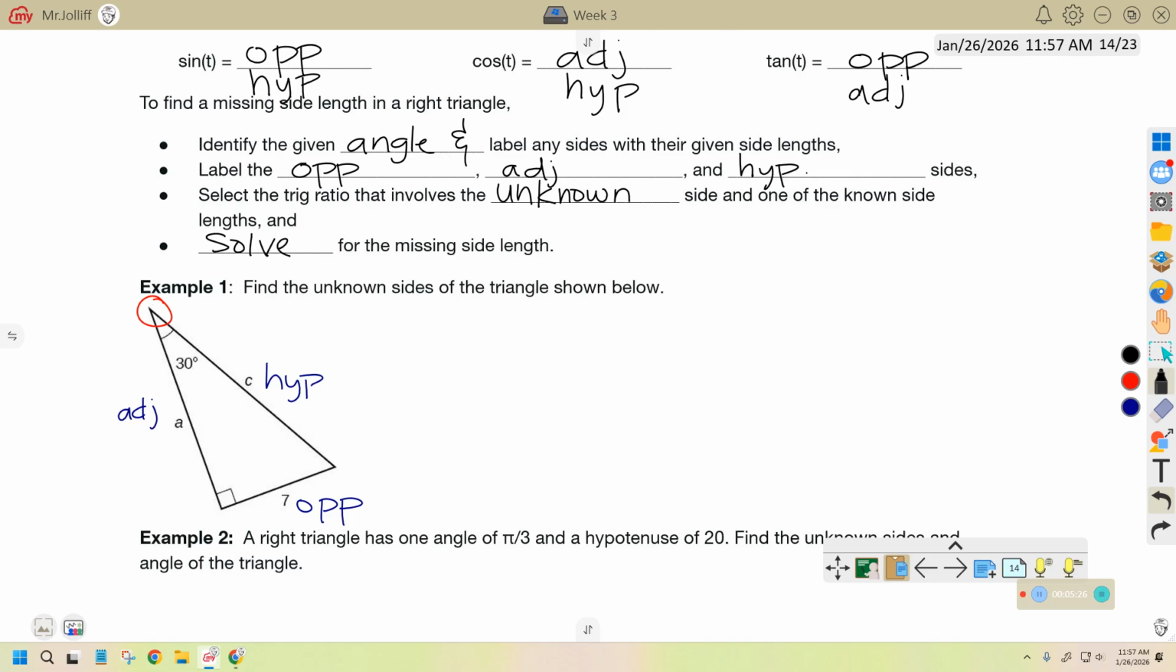And we'll start by finding side A. So I know that side A is the adjacent side, and I know the opposite side. So I want a trig function that uses adjacent and opposite. Which are the 3 trig functions? Tangent. Perfect. I know tan is opposite over adjacent. So for us, tangent of 30 degrees is equal to 7 over A.